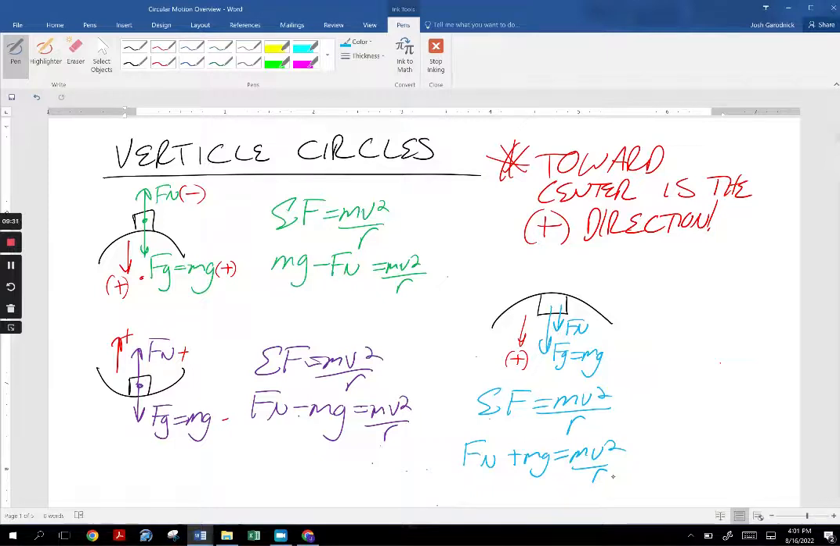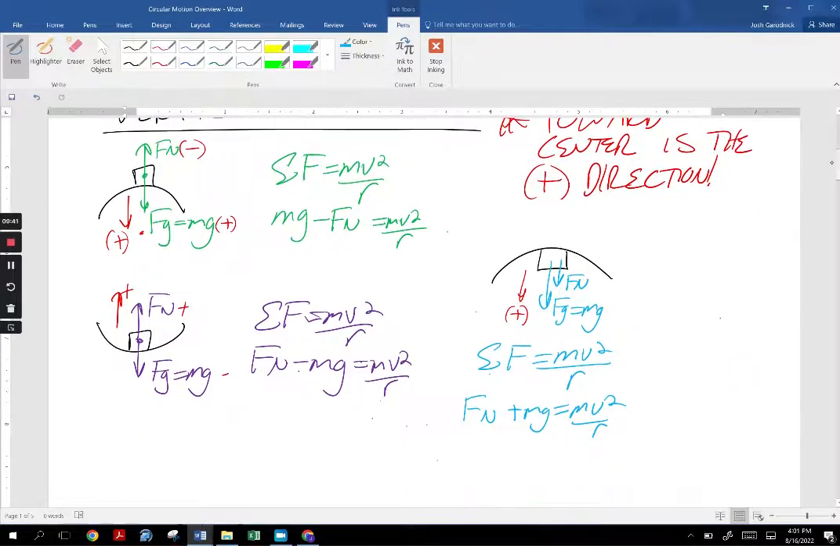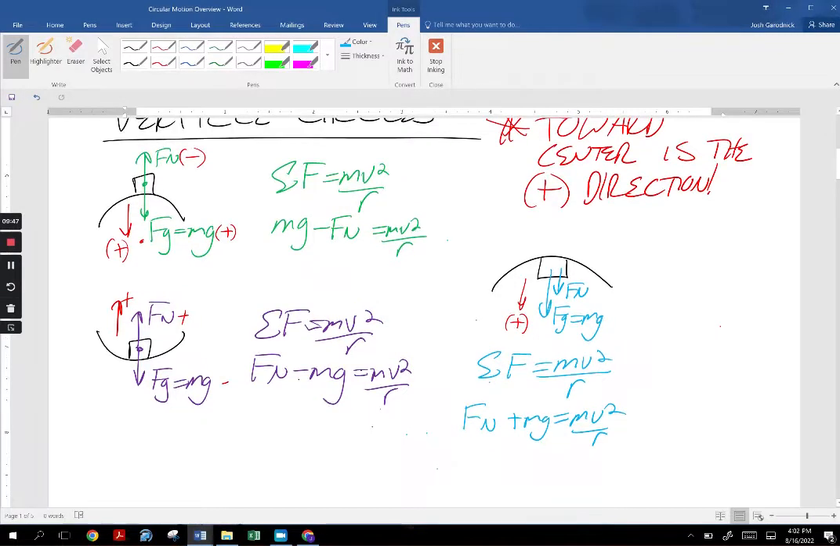There is another example, but I want to pause for a moment right here. I've been doing this, I don't know, about a month. If a month goes back to 2005, I've been doing this for a while. And every year I hear the same question. How do I know when it's mg minus Fn or Fn minus mg or Fn plus mg? Why are you trying to remember when it's what? That is the super wrong approach. Do not try to memorize.